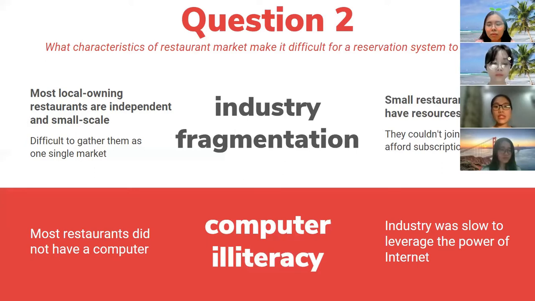The second reason is computer illiteracy. Most restaurants did not have a computer when OpenTable was founded, and the industry was slow to leverage the power of the internet. Therefore, it was difficult for a software provider of a reservation system to target the restaurant market. Let's move to the third question.